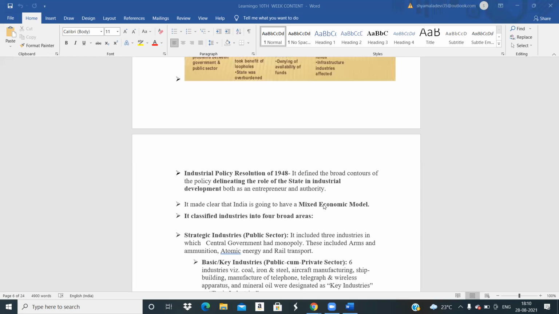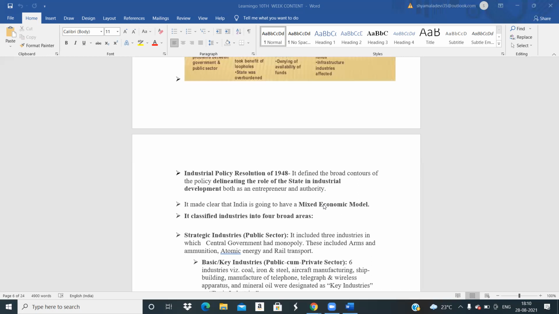So in a gist, in the industrial policies of IPR 1948, 1951, 1970, still we find that the public sector played a very important role. Everything was under the control of the public sector. But after 1991, we find that there was a total change. What was the total change in 1991?